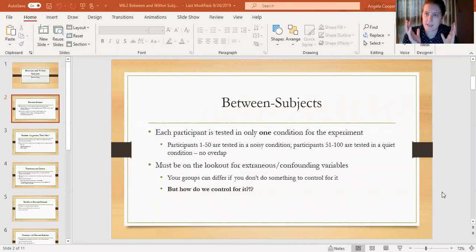So is it the quiet or noisy condition that's causing the change in the test scores, the dependent variable, or is it the fact that one of the participants in one of your conditions just had previous experience and that's why they performed better, had nothing to do with the environment of the room? That's a confounding variable, an unintended independent variable that the experimenter, again, was not measuring for. It was an accident. So how do we control for these confounding or extraneous variables?